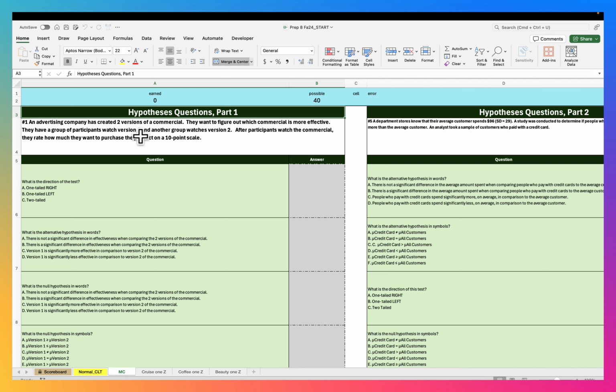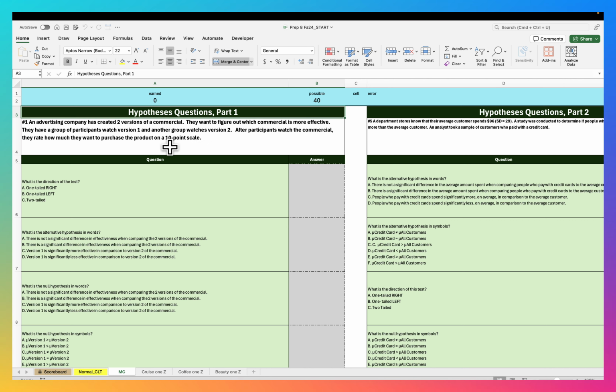An advertising company has created two versions of a commercial. They want to figure out which commercial is more effective. They have a group of participants watch version 1 and another group watches version 2. After participants watch the commercial, they rate how much they want to purchase the product on a 10-point scale. So what's the direction of the test?